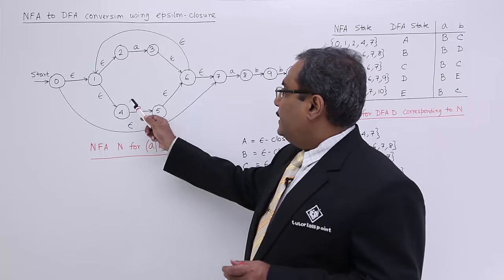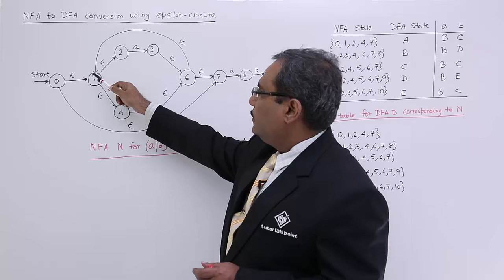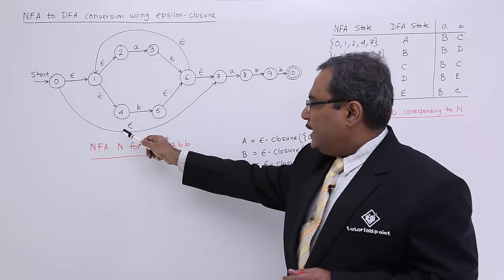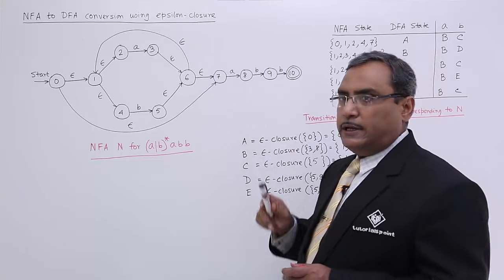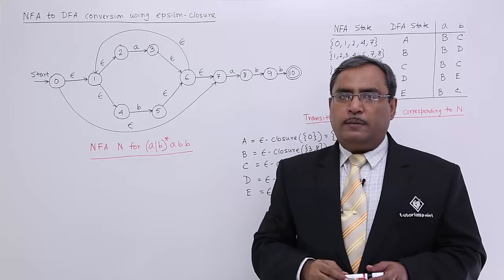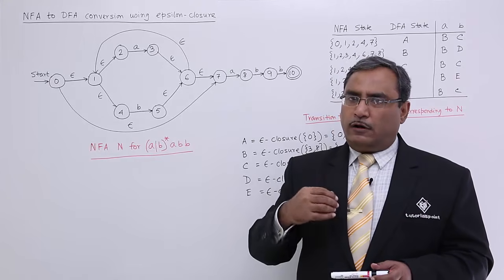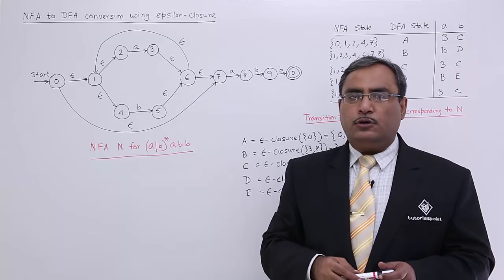So, a is there, b is there, again I can go back, but by bypassing this a and b I can come to state 7 directly, then abb will be there. So, this is one NFA, that is non-deterministic finite automata. I shall convert it to the corresponding deterministic automata using epsilon closure.